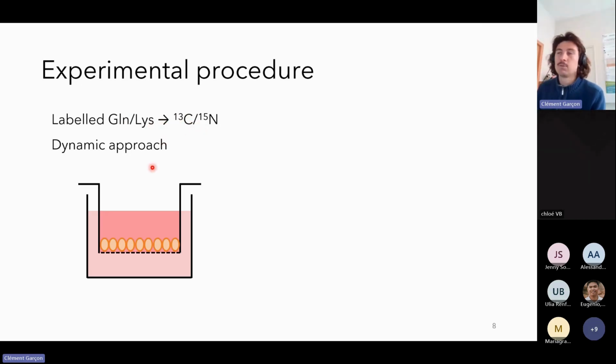So if we mix them together, we cannot find from which amino acid it was. And as I was saying, we wanted to have a dynamic approach, so measure at different time points over time, not just incubate and look after a certain time, but really measure over time what's happening. So at time 0, we place our labeled glutamine and lysine in the apical medium, like this.